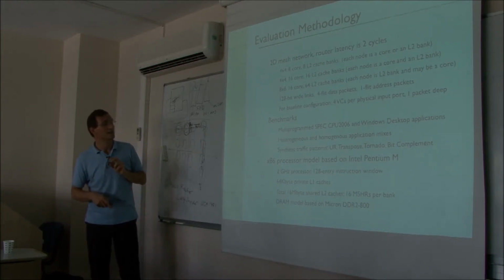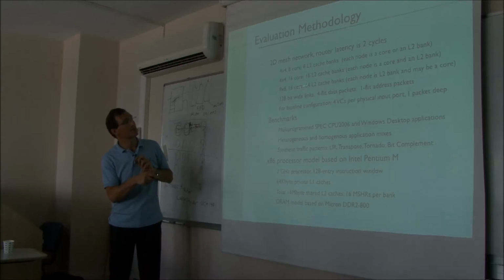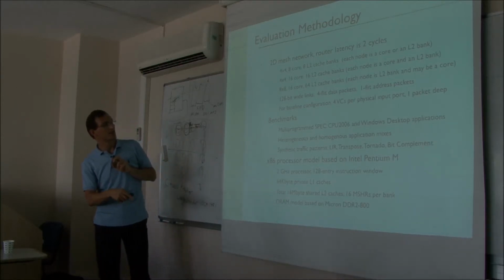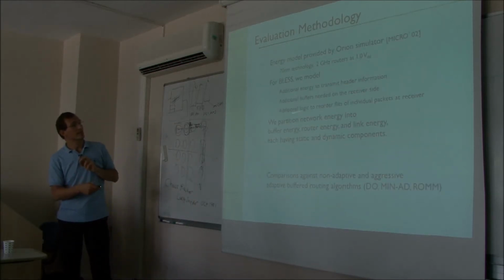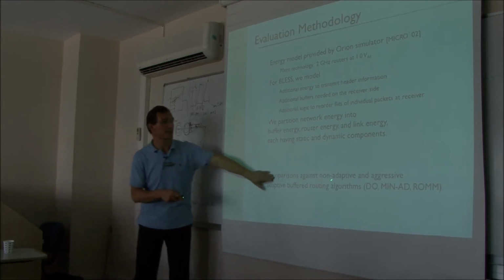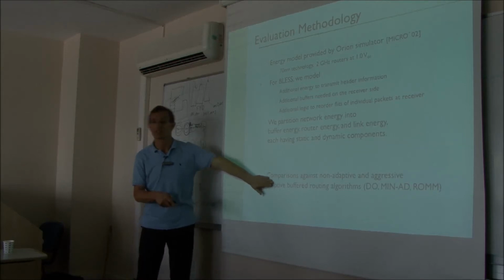And these are the networks. We looked at this kind of networks, and the processor model is this one, which is an aggressive processor model. And this is the evaluation methodology. If you're interested in that, you can read the paper for more detail. And there are comparisons against non-adaptive and aggressive adaptive buffered routing algorithms: dimension order routing, minimal adaptive routing, and a routing algorithm called ROMM, which is based on Valiant's algorithm.